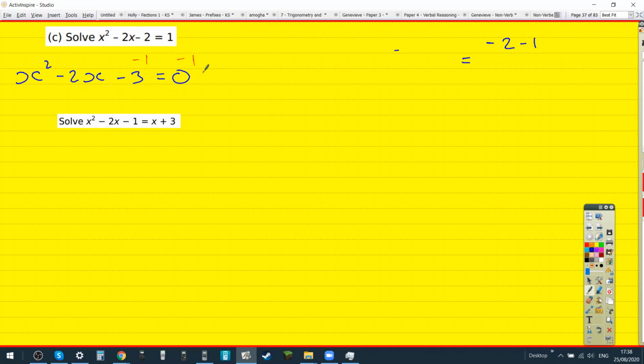Okay. So then times minus 3 adds to minus 2. So what times to make a minus 3? Okay, let's think what times make 3. 1 and 3, and then that's it.